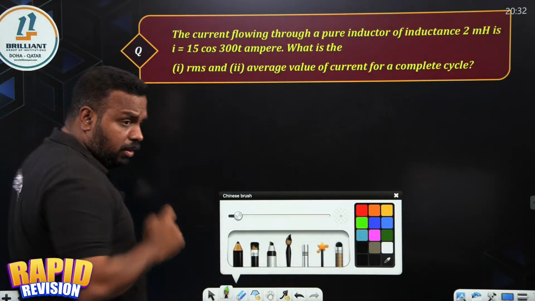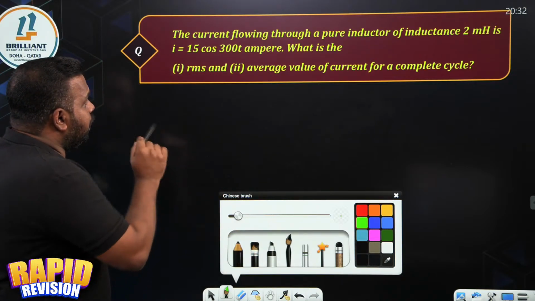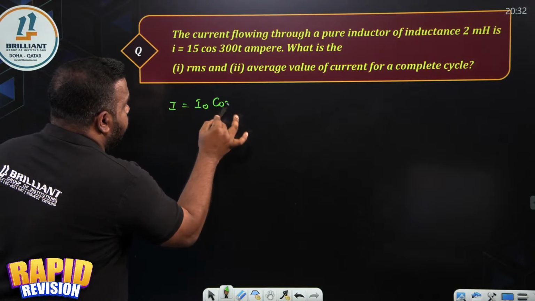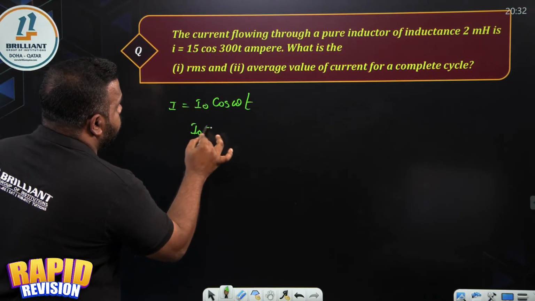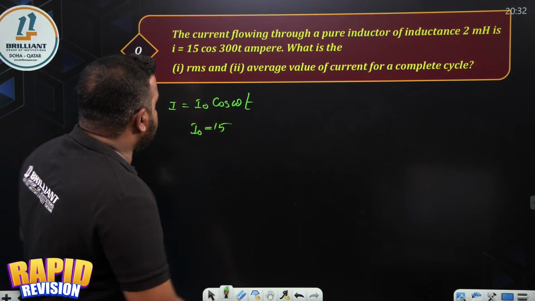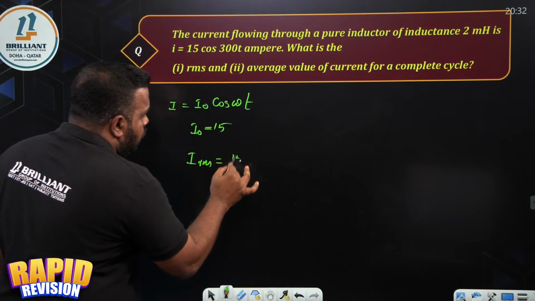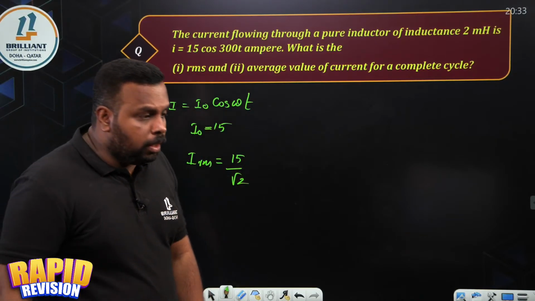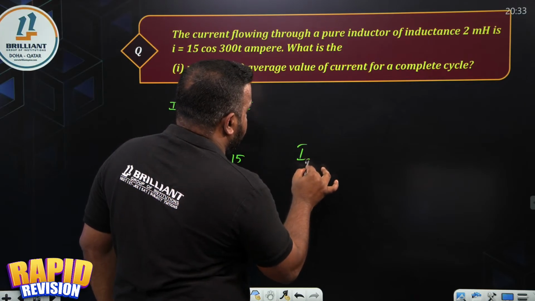Comparing the given equation with I equal to I naught cos omega t, what you can write from this is I naught is equal to 15. If I naught is equal to 15, I RMS is equal to what? I naught by root 2. So 15 by root 2. And what about I average?